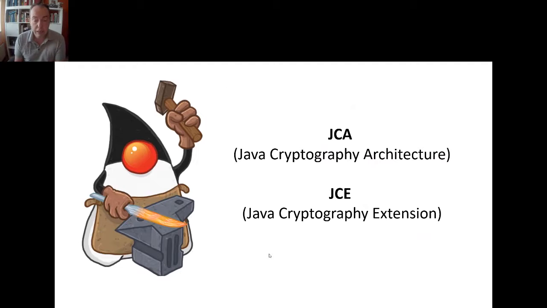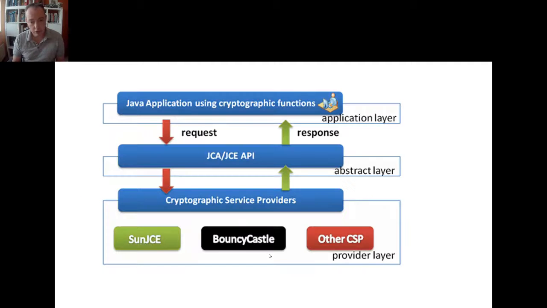So how do you do this in Java? Well, Java has two APIs, the JCA and the JCE. The original idea was that the JCA was an interface and the JCE was an implementation, but through the years this has been mixed a little bit, and now people talk about JCA, JCE in one go. So they're basically the same thing, especially for end users.